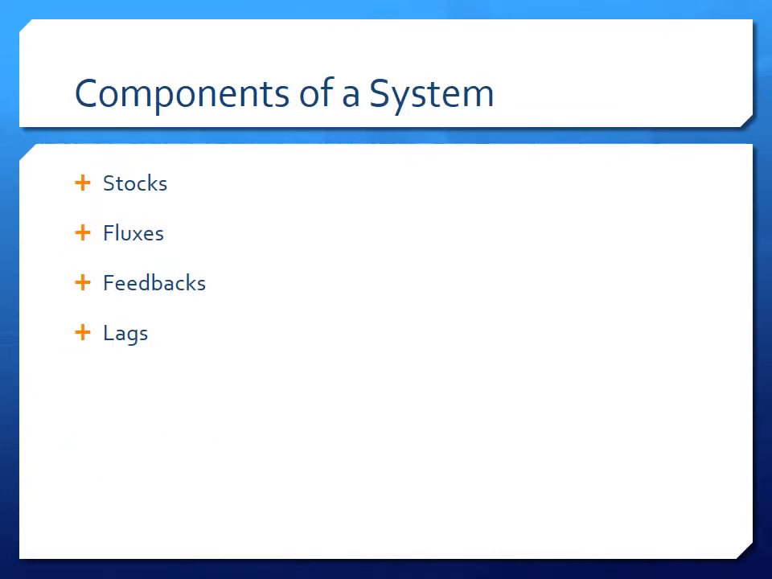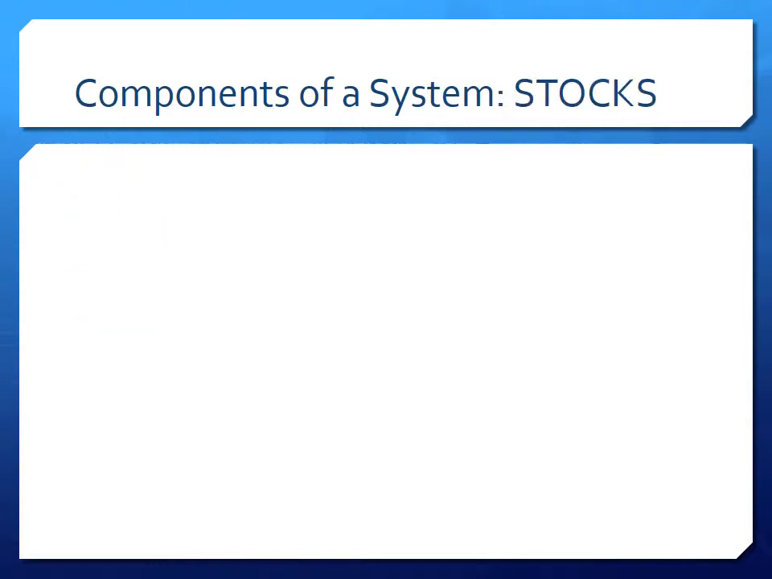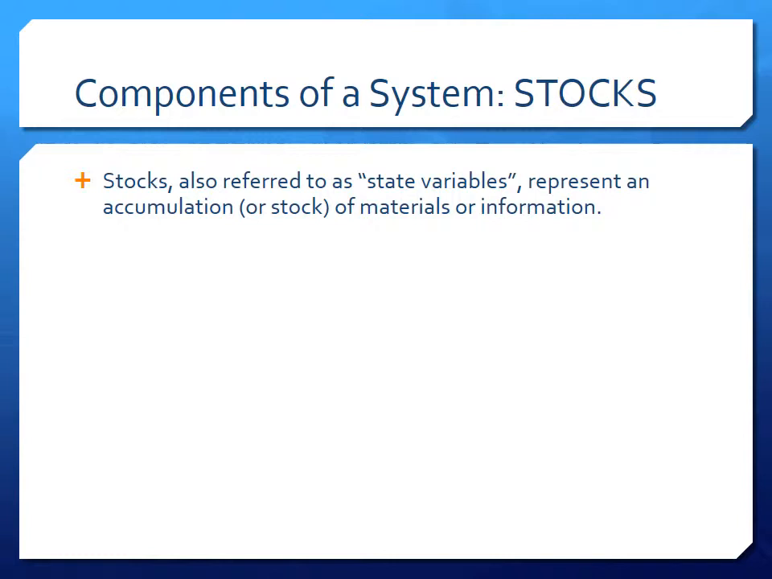Now let's formalize a little bit more this definition of a system by looking at the components. Systems really have four major types of components. We're going to call them stocks, fluxes, feedbacks, and lags. And I'll tell you a little bit more about this in detail right now. Let's talk about stocks. Stocks are also referred to as the state variables. These represent the accumulation, thereby the word stock, of materials or information. So a stock is something that changes over time, that accumulates. And when we say accumulate, it could mean positive accumulation, that means that it grows over time, or negative accumulation, that means that it decays over time.